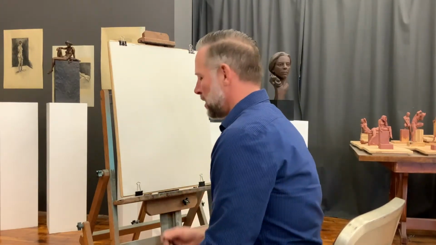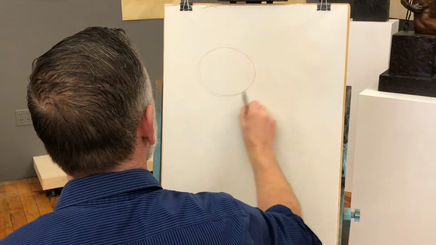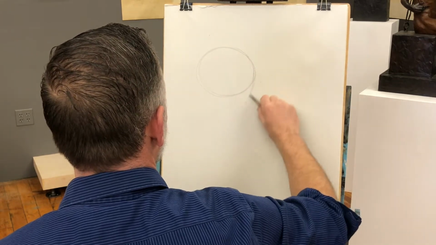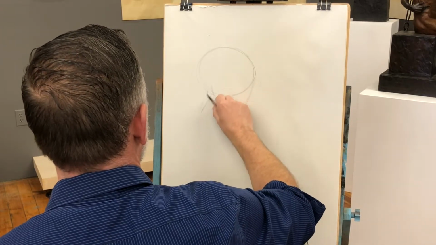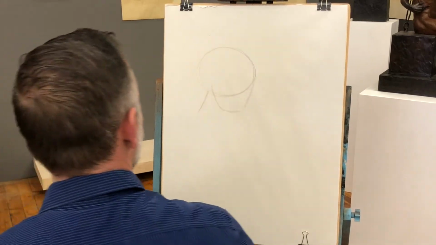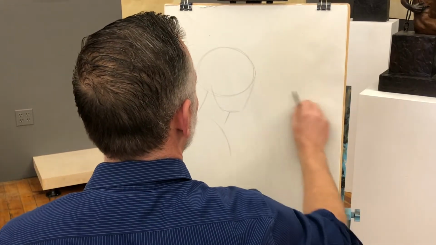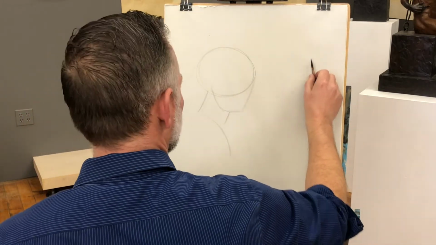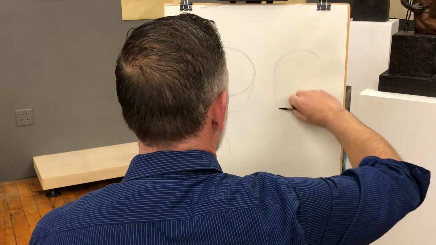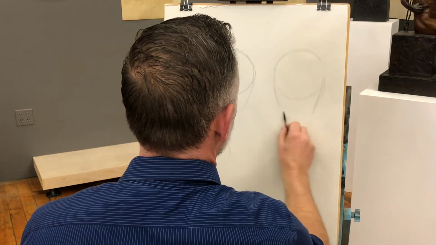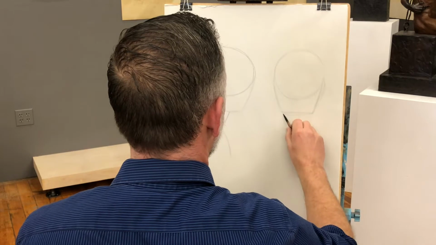All right, so let's jump right in. We need to start with another head. Just like our previous lessons, we're going to start with a cranial form, and to that we are going to add a jaw form. As always, a little bit of neck here, just to give a little bit of context. And then draw another one right here. Same process always. A little bit of the V of the neck here.